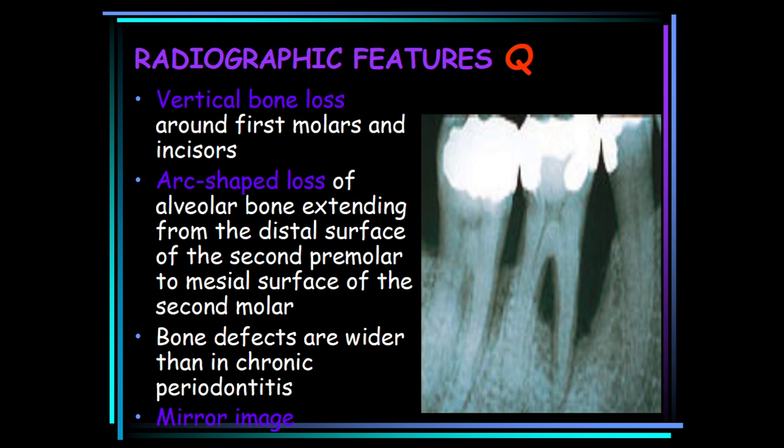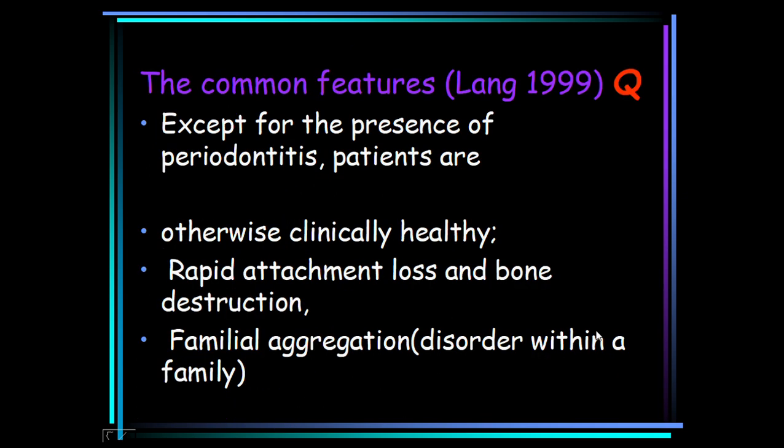Radiographic features: vertical bone loss around first molar and incisors, and arc-shaped bone loss. Arc-shaped bone loss extends from the distal surface of the second premolar to the mesial surface of the second molar. The bone defect is wider than it is seen in chronic periodontitis. Moreover, mirror image appearance will be there. Mirror image means the same arc-shaped pattern will be there on the opposite side.